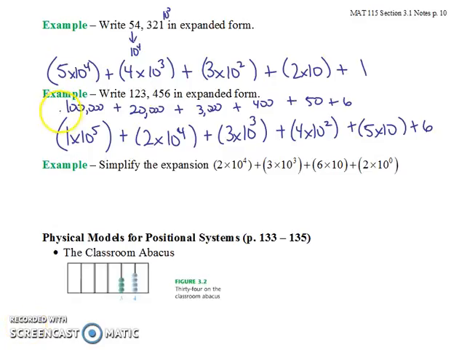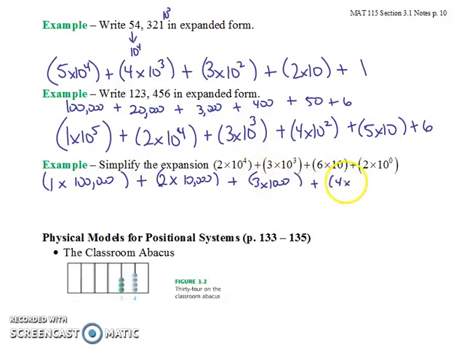You could also write an expanded form this way and get a little more sophisticated. 1 times 100,000 plus 2 times 10,000 plus 3 times 1,000 plus 4 times 100 plus 5 times 10 plus 6.